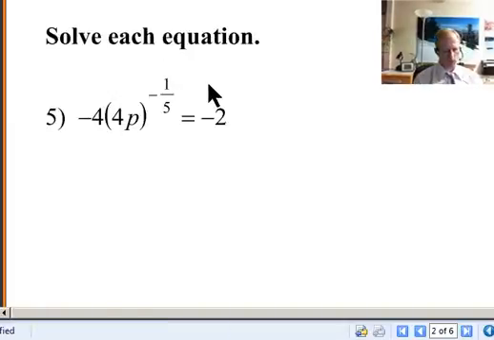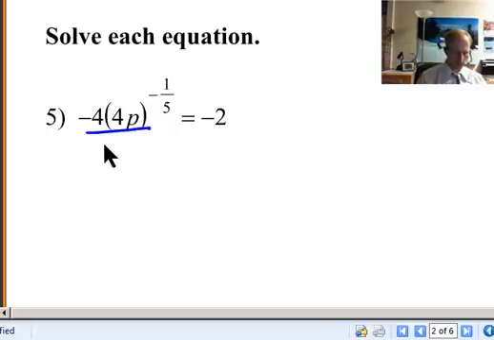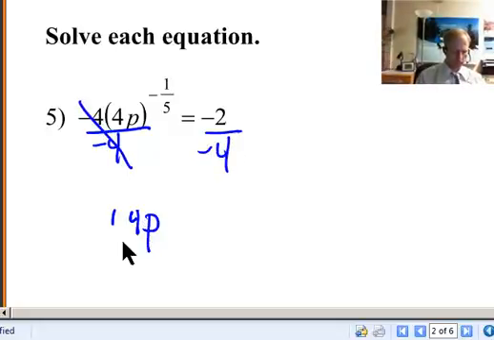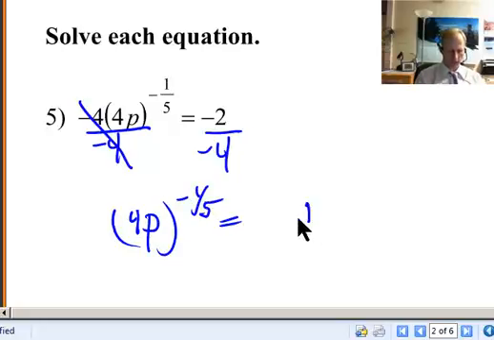Alright, now I actually have an exponential equation that I need to solve. And the first thing I'm going to do is isolate the term with the exponent. So in this case, I'm going to divide by -4, leaving me with 4p to the -1/5. And that's equal to 1/2.